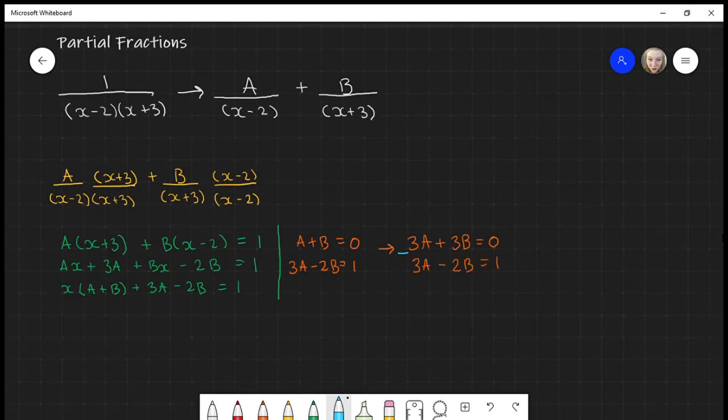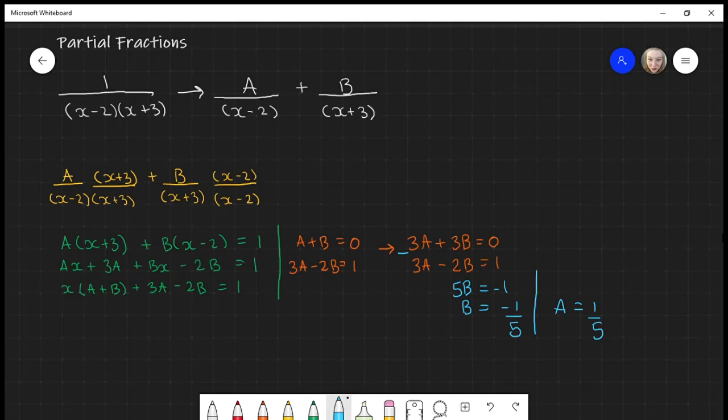So 3a minus 3a is 0. 3b minus 2b ends up being 5b. And 0 take away 1 is minus 1. The value of b is minus 1 over 5. We can see from the simultaneous equation a plus b equals 0 that for this to be true, then a must equal 1 over 5.